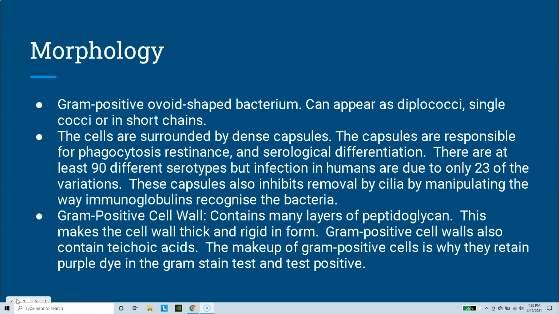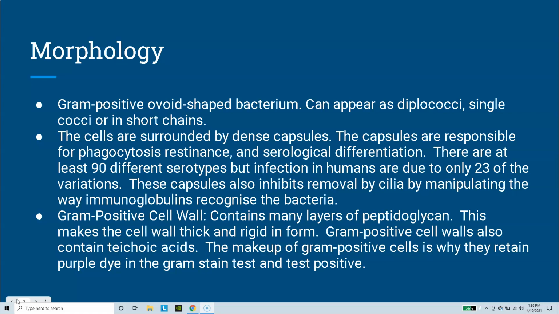Streptococcus pneumoniae are gram-positive, ovoid-shaped bacteria. They can appear as diplococci, single cocci, or in short chains. The cells are surrounded by dense capsules. The capsules are responsible for phagocytosis resistance and serological differentiation. There are at least 90 different serotypes, but infections in humans are due to only 23 variations.